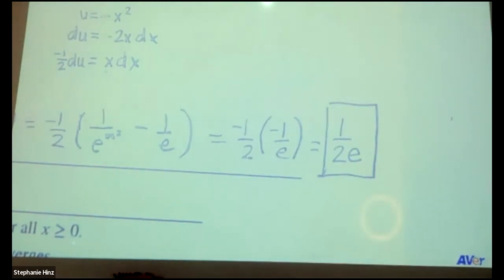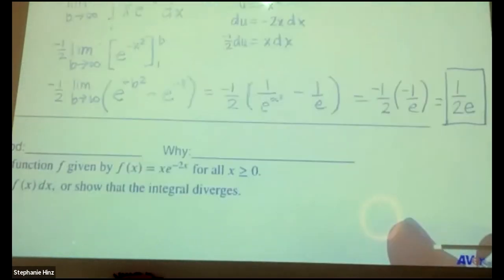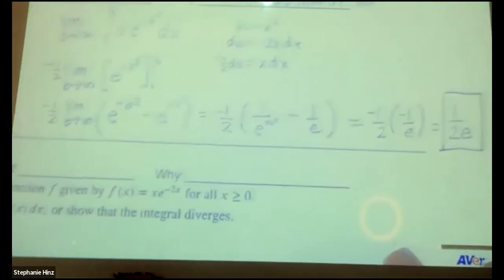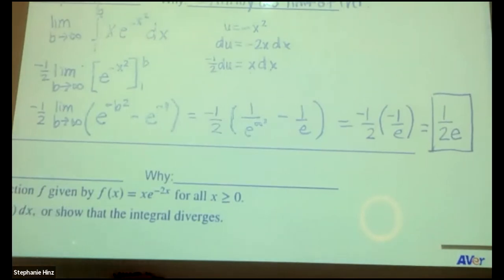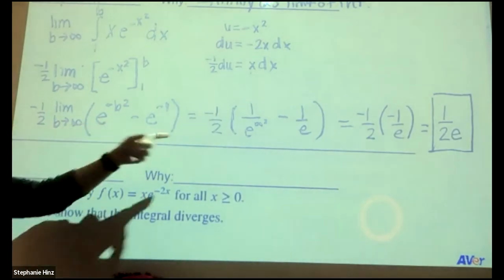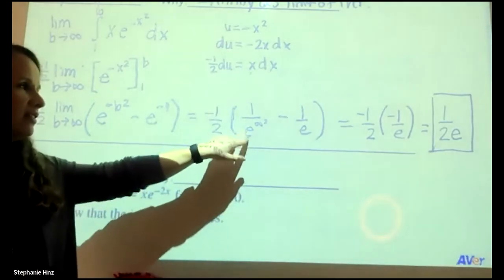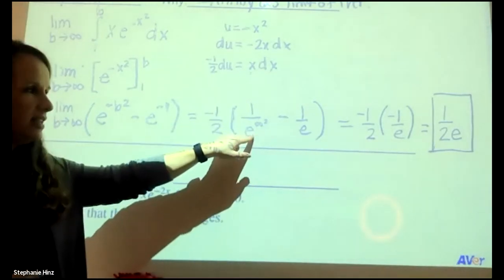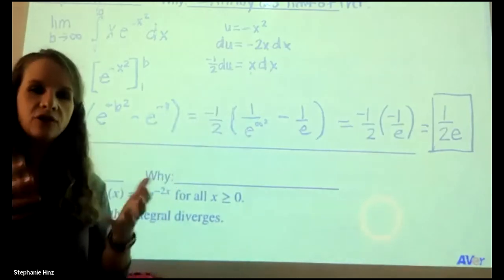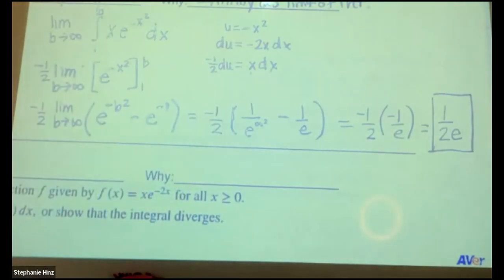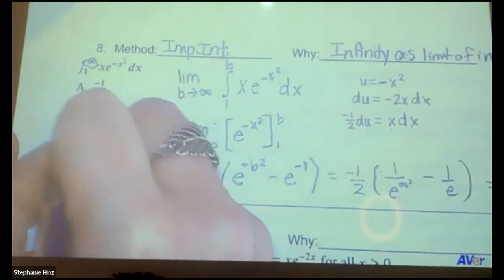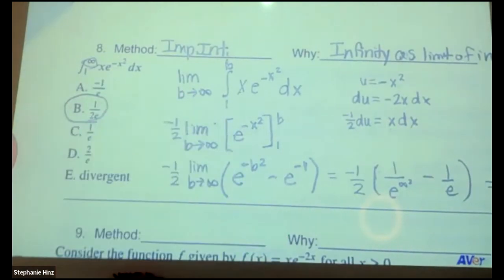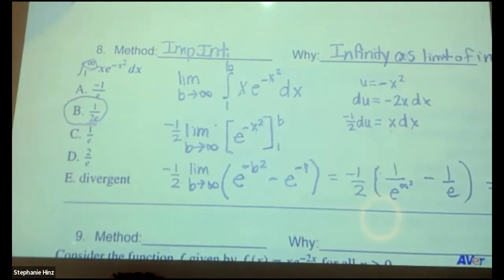I think that this is an extremely reasonable question that you could see on your AP exam, because this tests, do you know improper integrals? Absolutely. Can you divide by infinity in your brain? And remember that the power is much higher here, so that's 0. Can you do the fundamental theorem of calculus? There's so much in this question. So 1 over 2e is going to be our answer, and that is letter B.